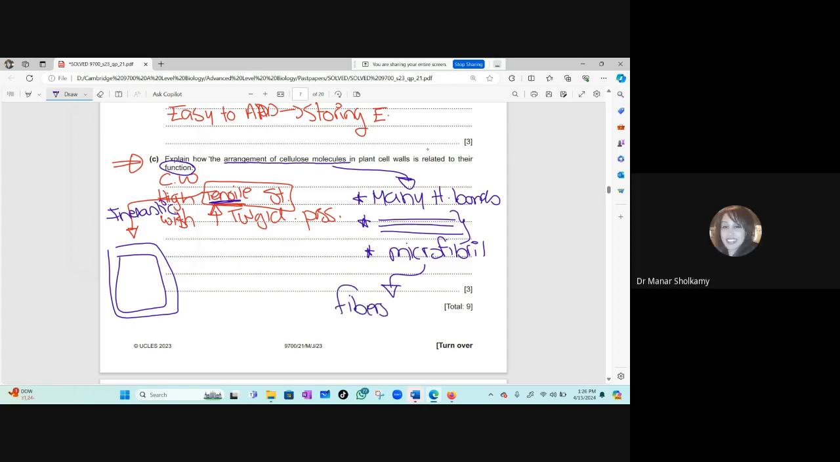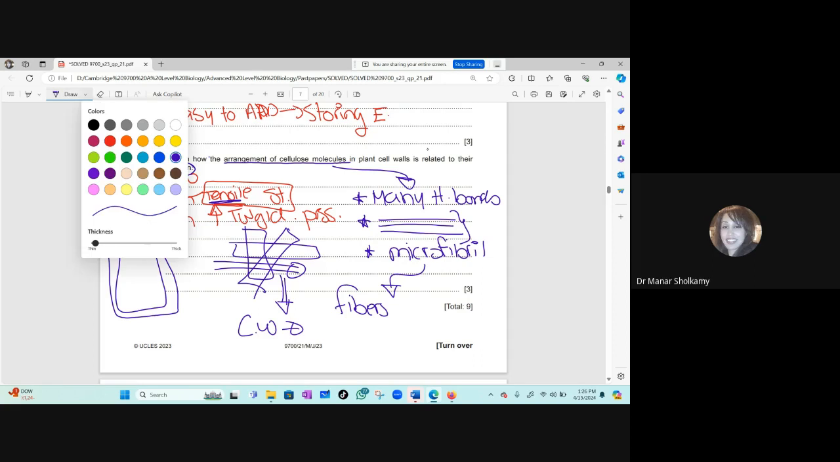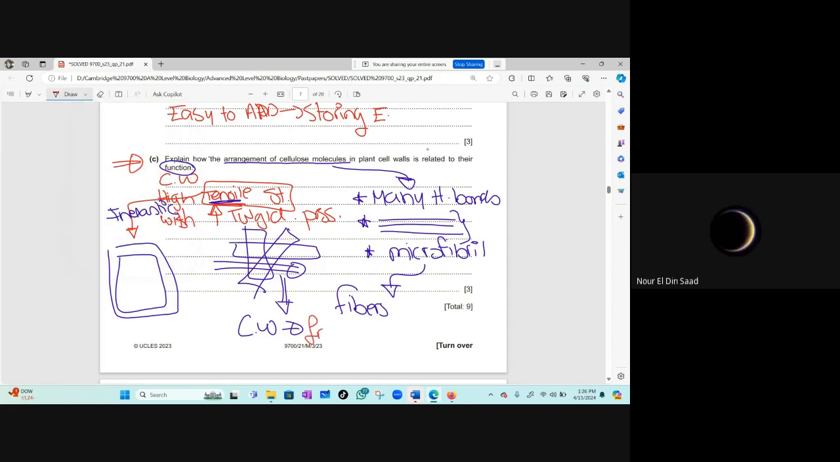And these fibers, are they arranged in one orientation or in so many different directions? Many different directions. Yes, these fibers are arranged in so many different directions, creating large pores in the cell wall of plants, also making the cell wall freely permeable. Really permeable.